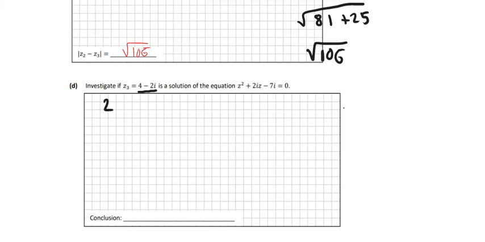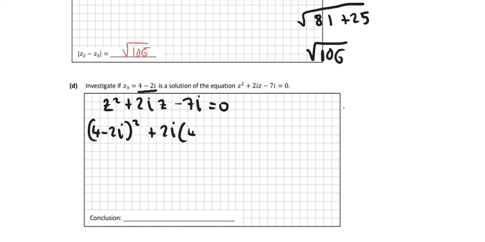So we've got z squared plus 2iz minus 7i equals 0. Everywhere I see a z, I'm going to put in 4 minus 2i instead. So 4 minus 2i squared plus 2i times, there's another z here, so 4 minus 2i again. I'll put brackets around it, because if it's being multiplied, I have to multiply it by the 4 and by the minus 2i. And then minus 7i is on the end here, and then equals 0.